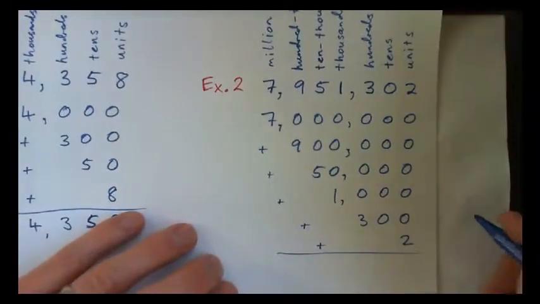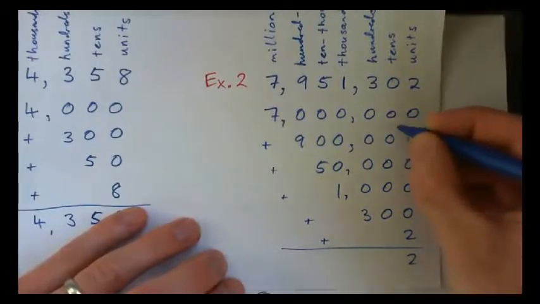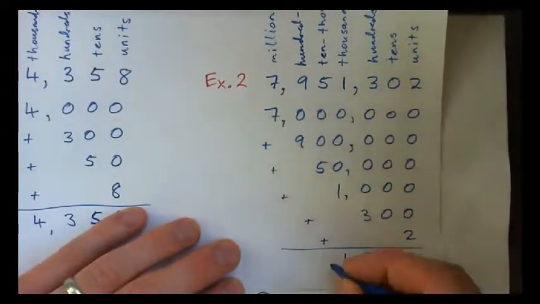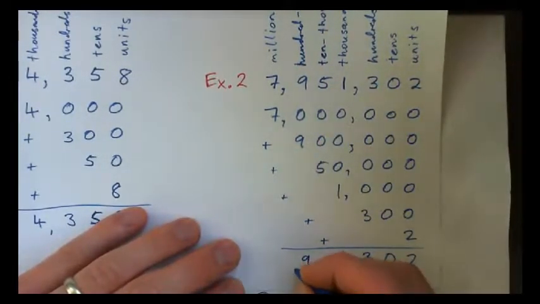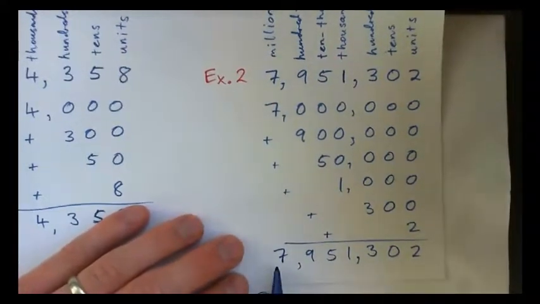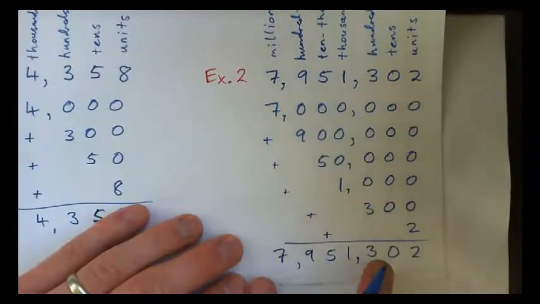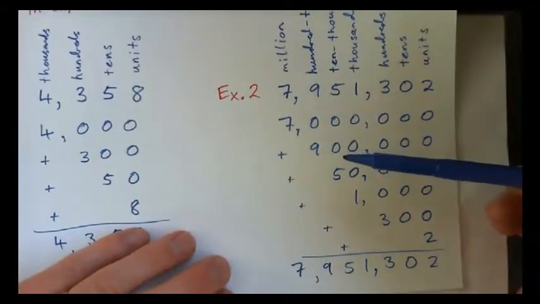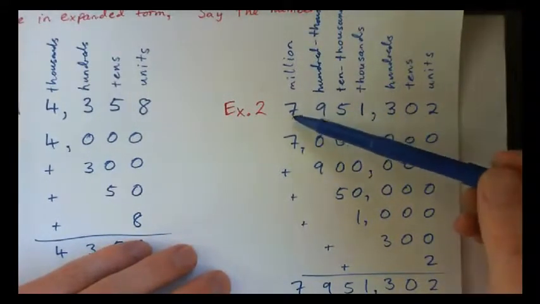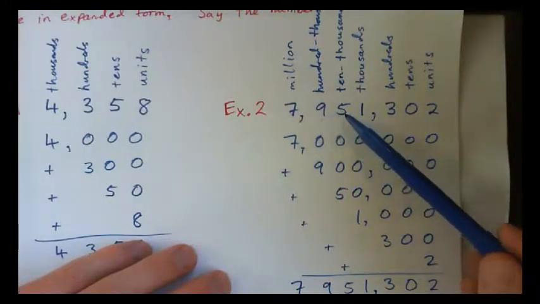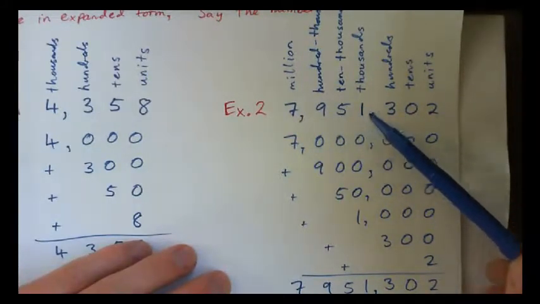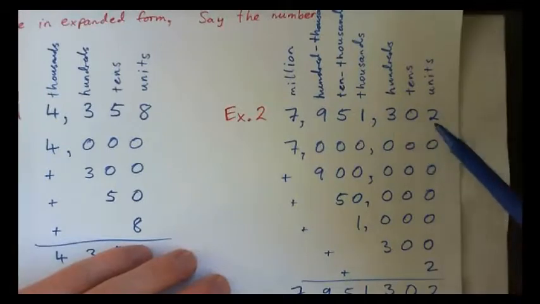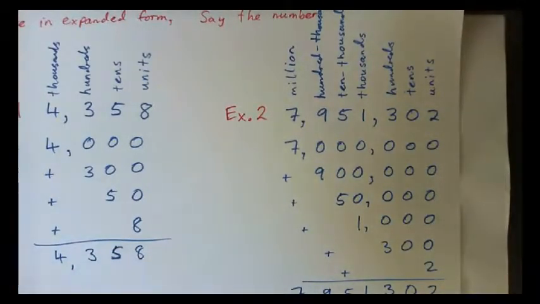So that's expanded form. And of course, if we were to add all this up, you should get 2 units, 0 tens, 300s, 1,000, 5 10,000s, 900,000s and 7 million. So you gotta check it, make sure your expanded form adds up to give the number that you started with. So let's say the number now. Say the number. 7,951,302, right? 7,951,302.